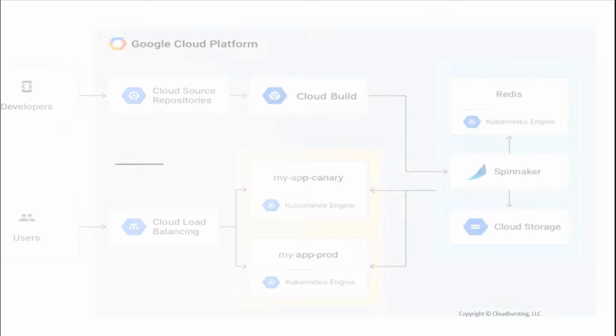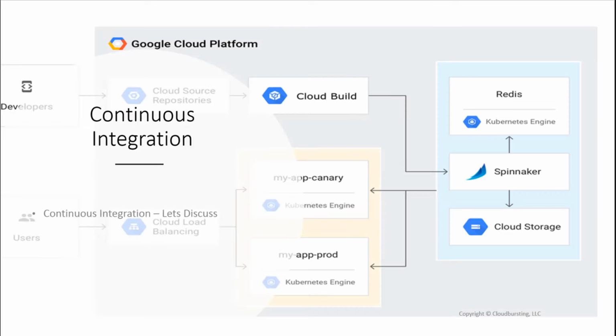Now, when it comes to continuous integration, again, we want to think of the fact that on Google Cloud, we are not limited to just what Google offers. So if we don't want to use, for example, Cloud Build, we don't need to. If we want to use, for example, Spinnaker, or we want to tie in other services like Jenkins, absolutely.